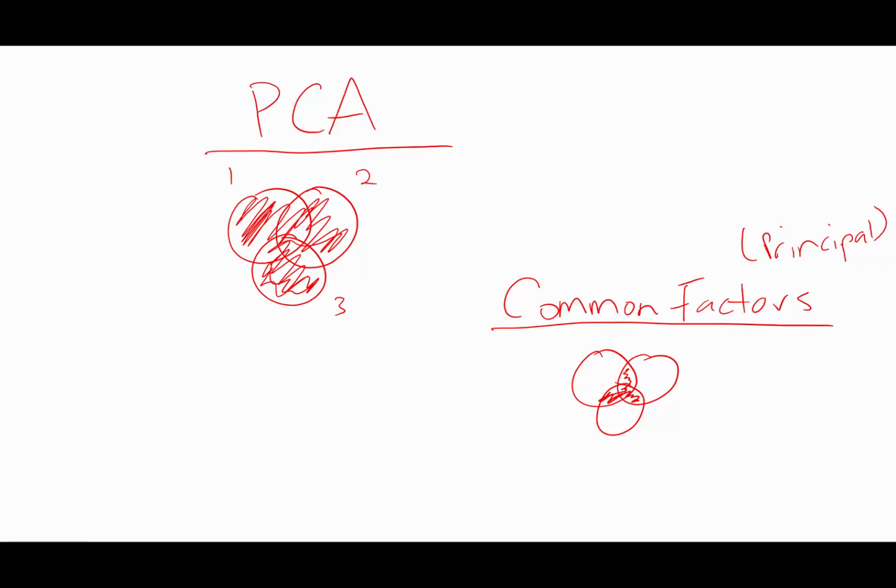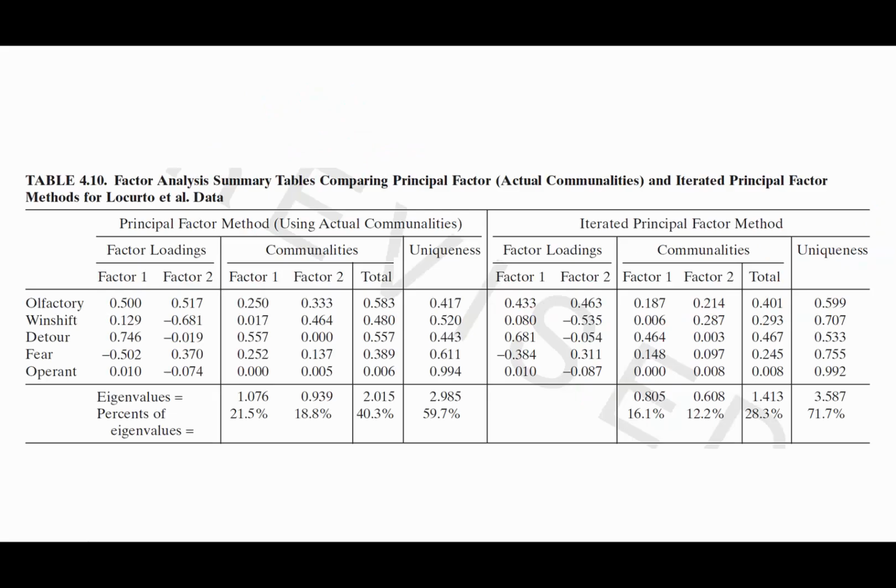For example, we just saw that the common factor structure does well in reconstructing the correlation matrix, but it would be more desirable to have more than 18.8% of the variance accounted for in the common factors part of the model. So if we go to table 4.10 in the text, we're comparing principal factor method using actual communalities to iterated principal factor method.